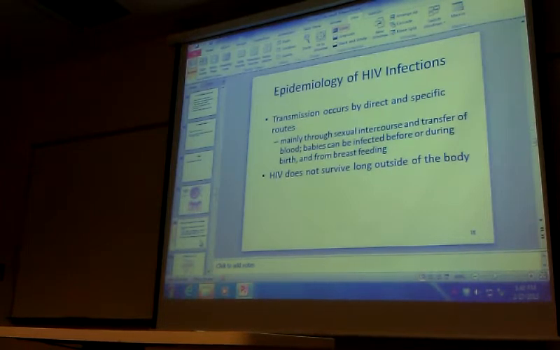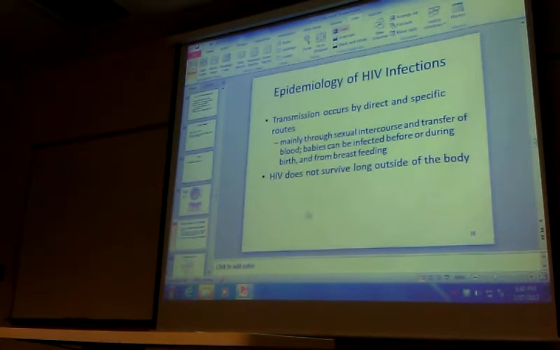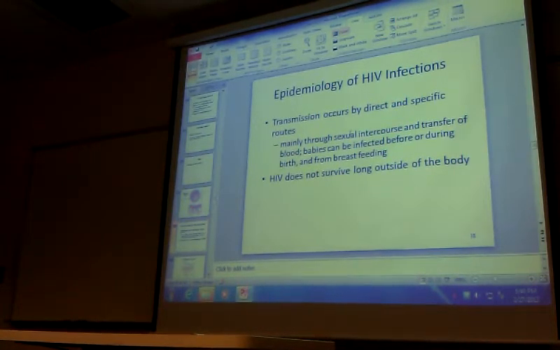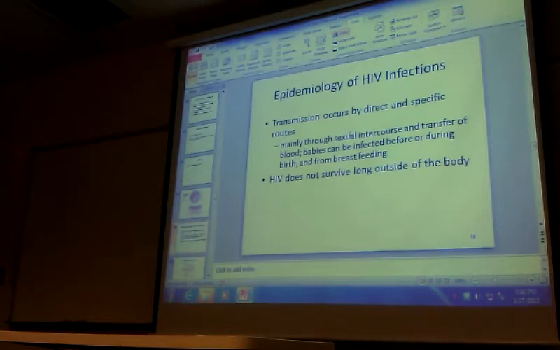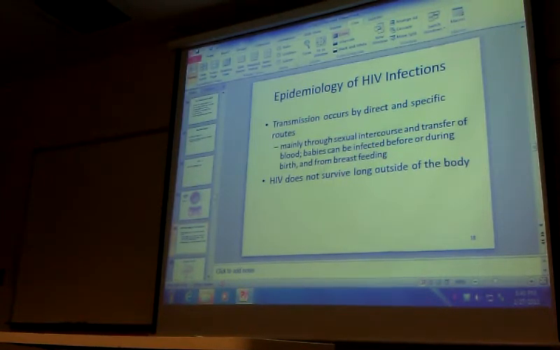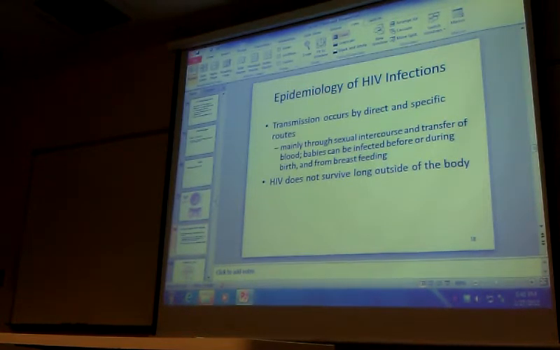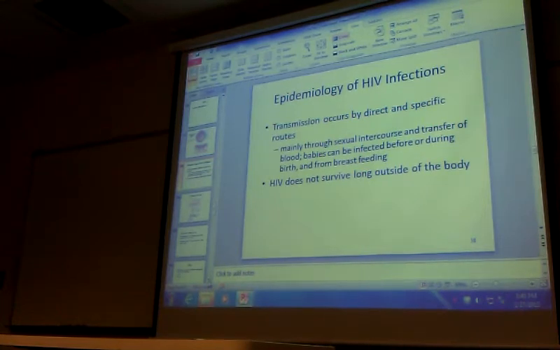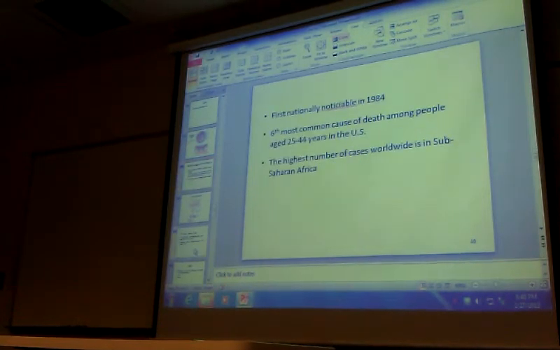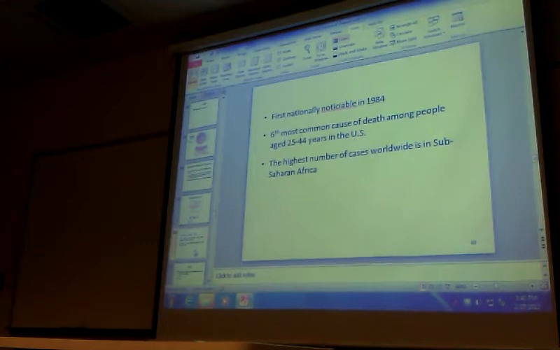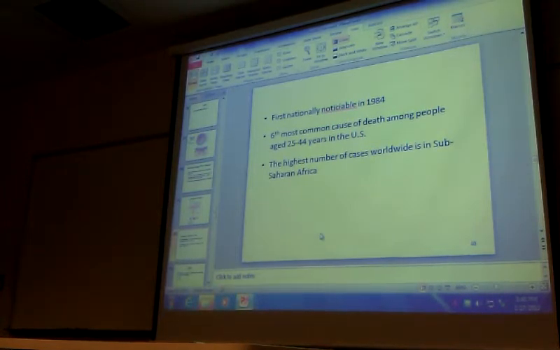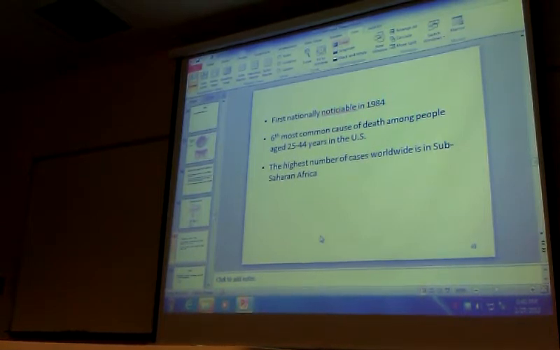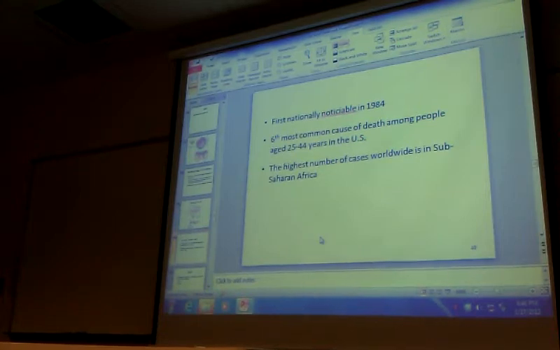Now to get into the epidemiology, which is somewhere around slide 39, and transmission and how this virus was transmitted. And this slide summary is slide number 41 about HIV.